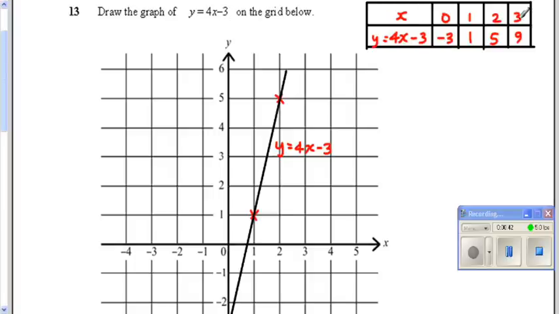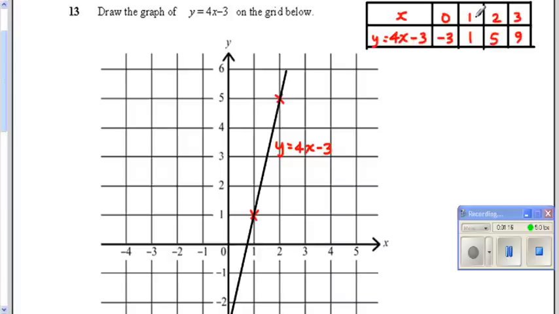Probably best to start over here where x is equal to 3. So anytime we see x in this equation, we're going to substitute the number 3. So 4 times x is 4 times 3, which is 12. Take away 3, so that means y is equal to 9. Then we'll try x is equal to 2. So we know the equation tells us that y is 4x, so 4 times 2 is 8. Take away 3, which is 5. So this time y is equal to 5.